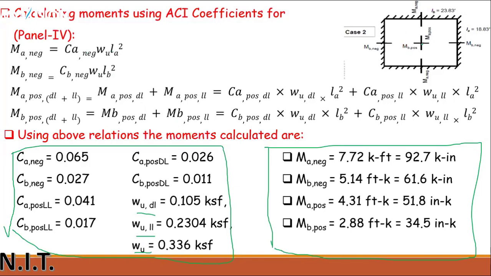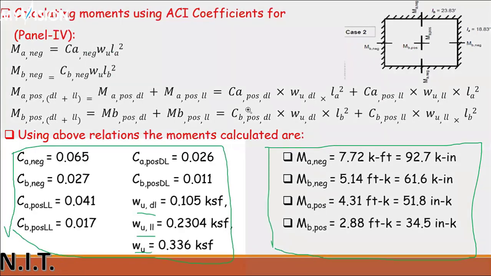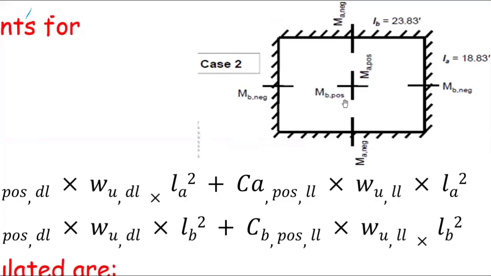If you remember, let me show you this diagram in a larger way. This is the LB side and this is the LA side. At the LA side, the moment lying at the outer edge is MB negative, and at the center it will be MB positive. And at the LB side, the moment at the outer edges will be MA negative, and at the center it is MA positive. Clear?